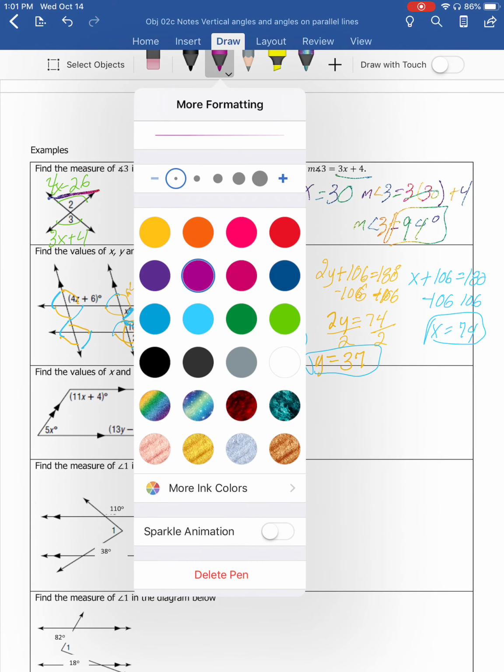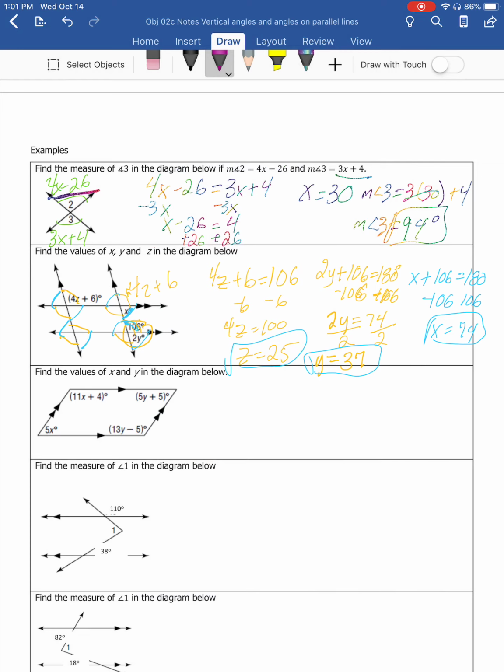Okay, let's pick a different color. These ones, it's one of those things that you completely forget. I don't have corresponding, I don't have vertical. If I extended my lines here, and maybe this will help with your visual, what I have is consecutive interiors. So what do I know about these two angles? They add to be 180.